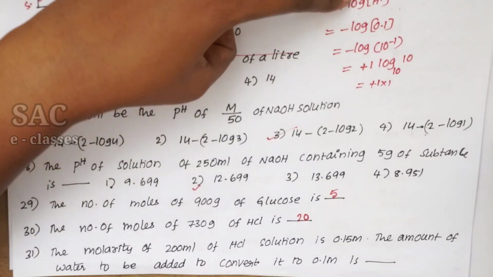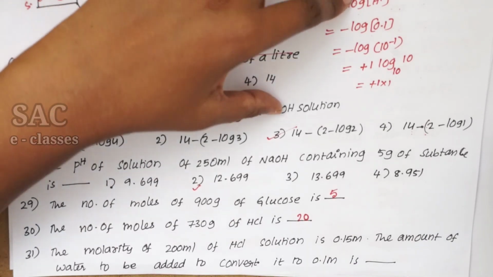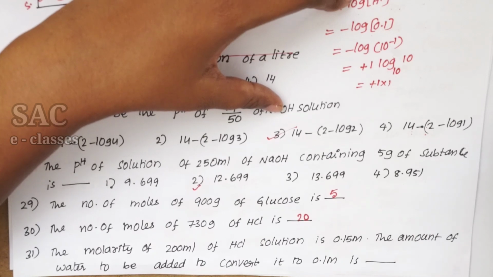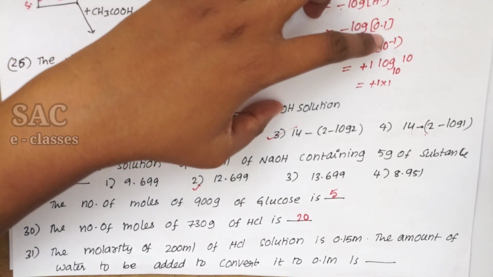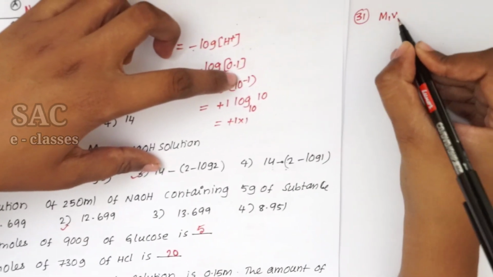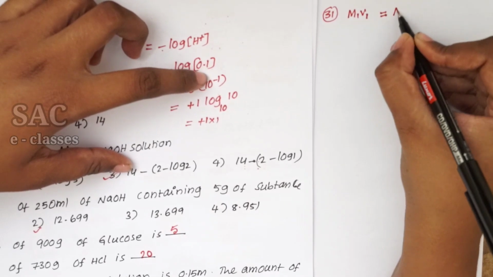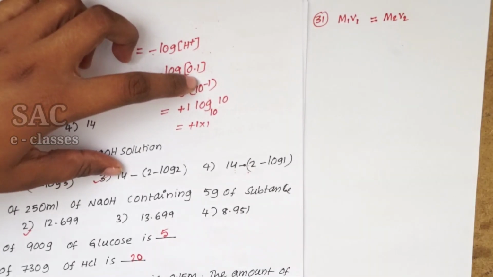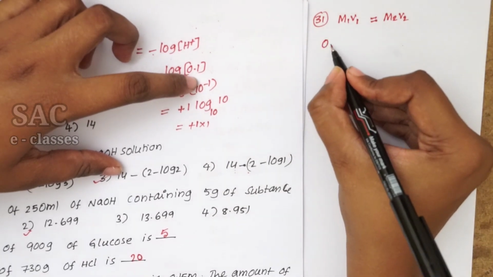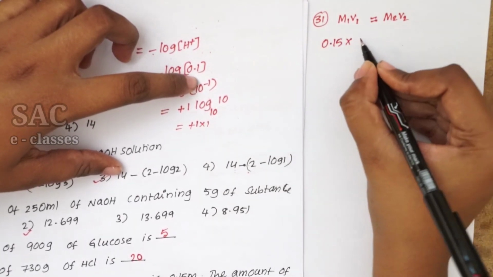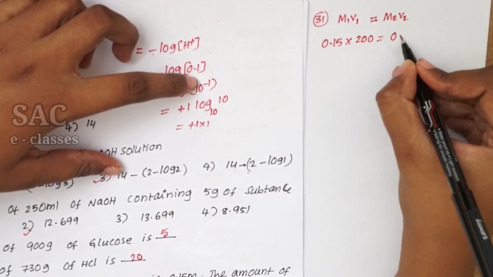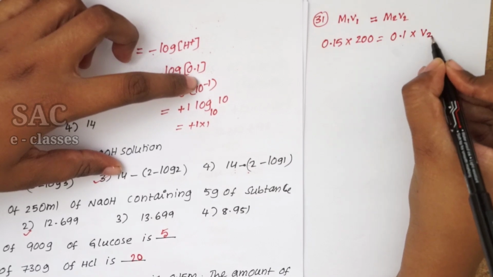Look at problem number 31. The molarity of 200 ml of HCl solution is 0.15. What is the amount of water to be added to convert it into 0.1? Indirectly, we know that whenever we have the molarity of a solution in two different situations, we have already learned that the relationship is M1V1 equal to M2V2. First time molarity is 0.15 and first time volume is 200. Next time it is 0.1, but what the volume is, we don't know.